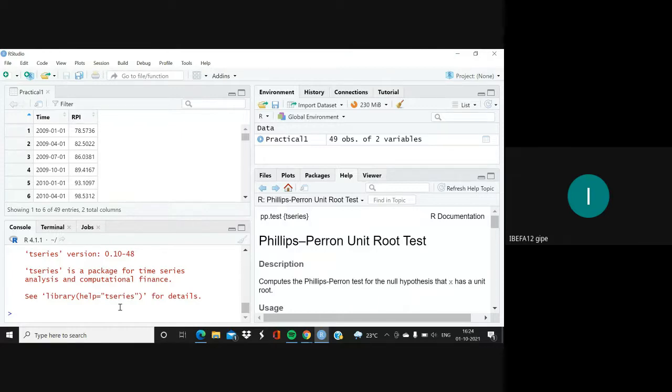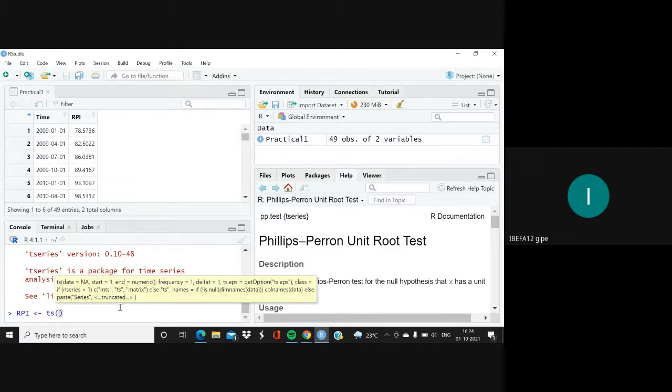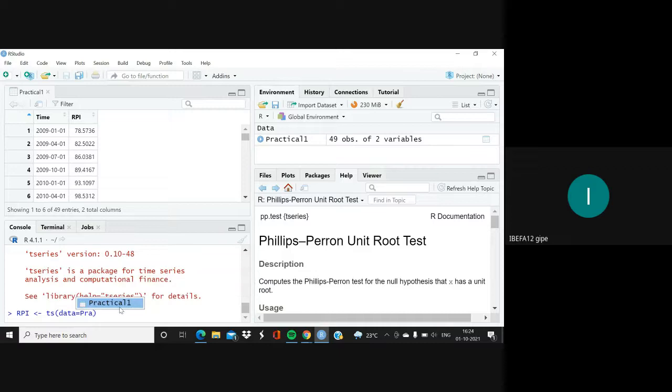Okay, so just create the variable here, RPI. It's already there, but you need to declare that it's time series data. So use the command ts, then specify the name of your Excel file. Okay, so here it's practical1, R is prompting you. So give that as the name of your data file.